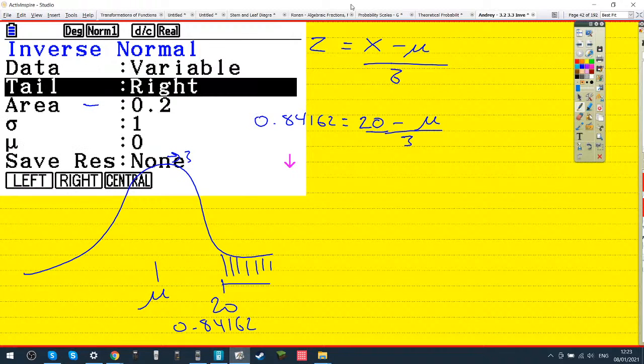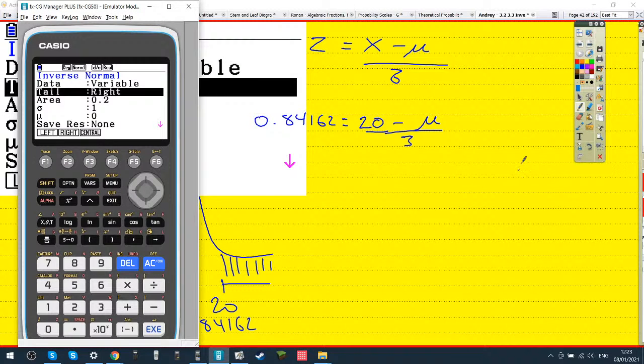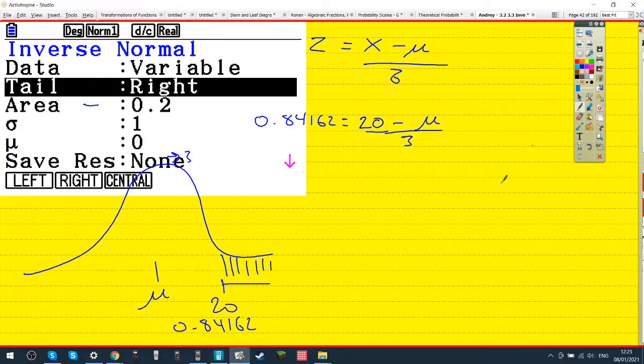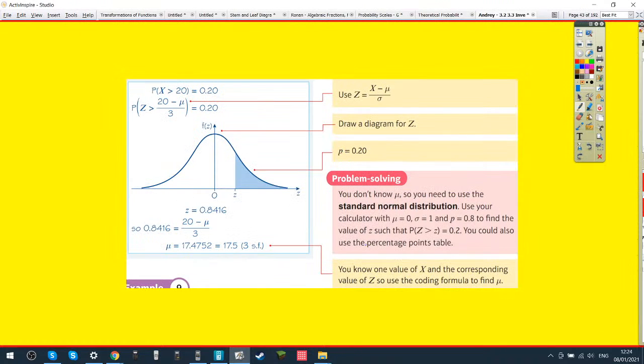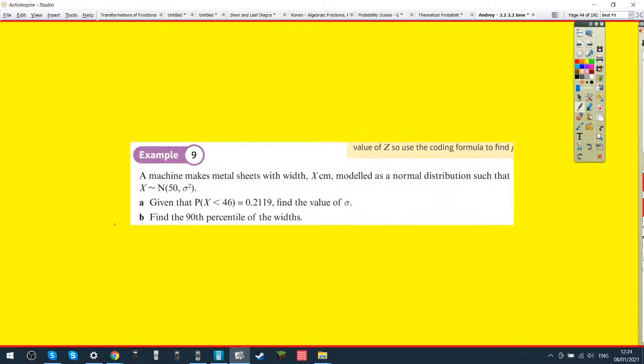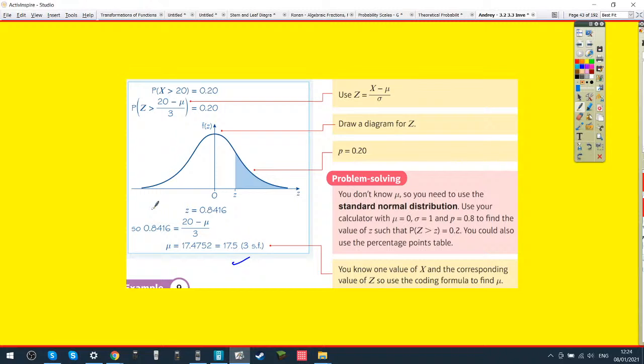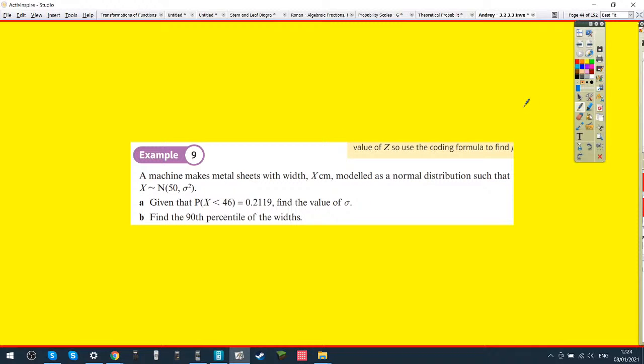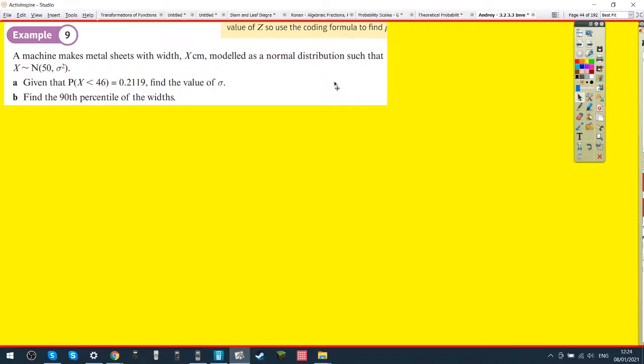So I got 17.5. So mu is 17.5 and 17.5. Yes. Actually, hang on. All right. Let me see. Yeah, let's try this one.